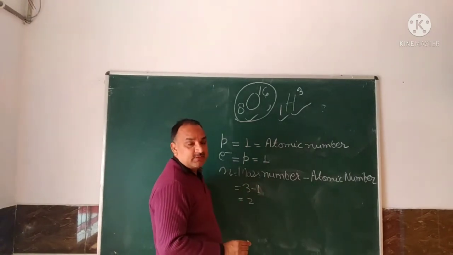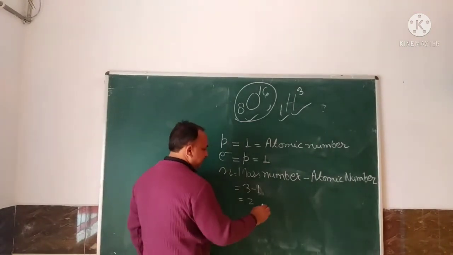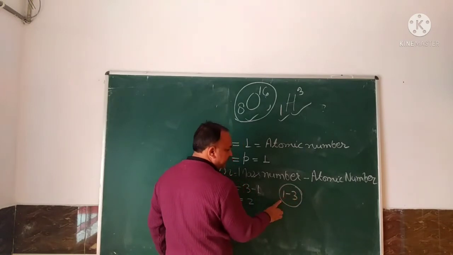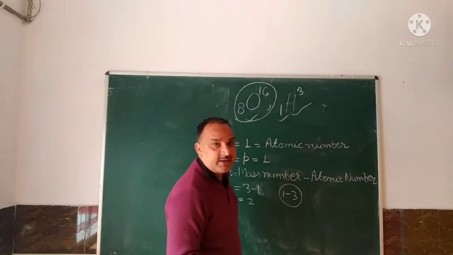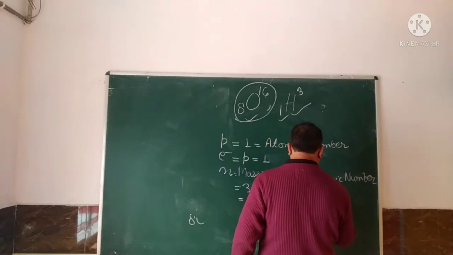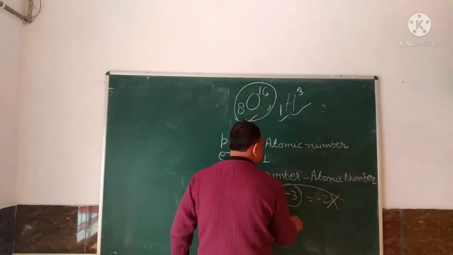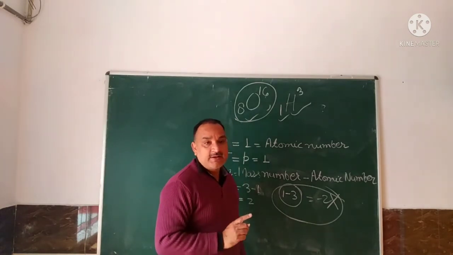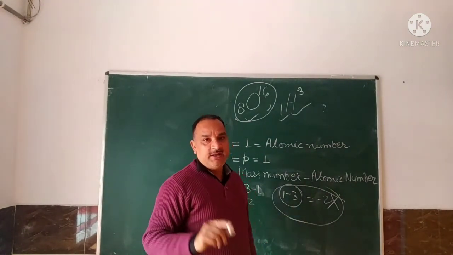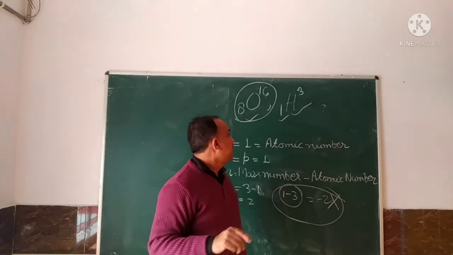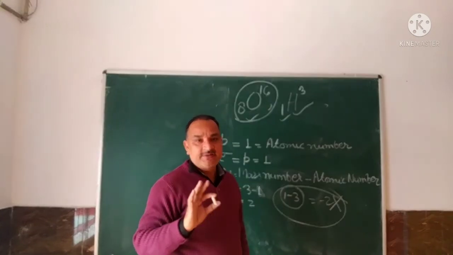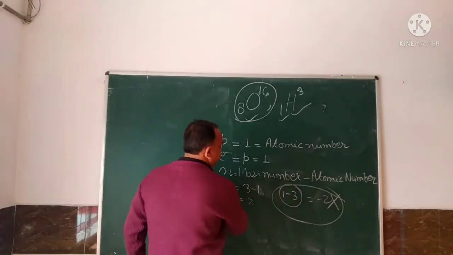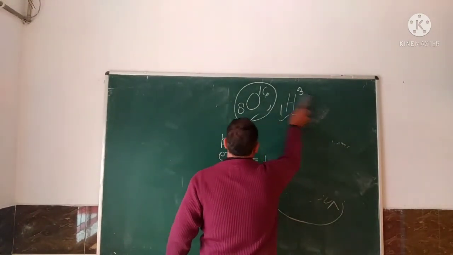Sometimes some students write it like this, 1 minus 3. That is the wrong method, because when we solve 1 minus 3, it becomes minus 2, but that is not possible. So in this way, everyone is able to understand how to find out the number of electrons, protons, and neutrons in a given element. Understand? Okay. Now we are moving to the next one.